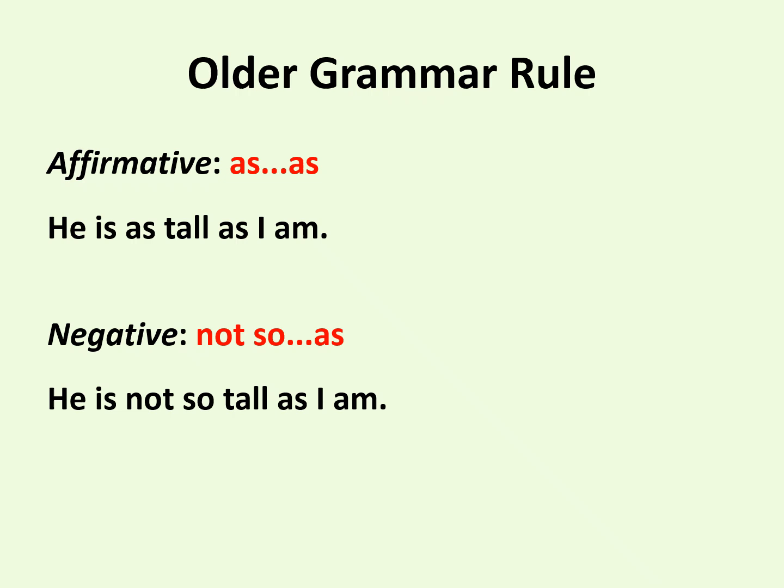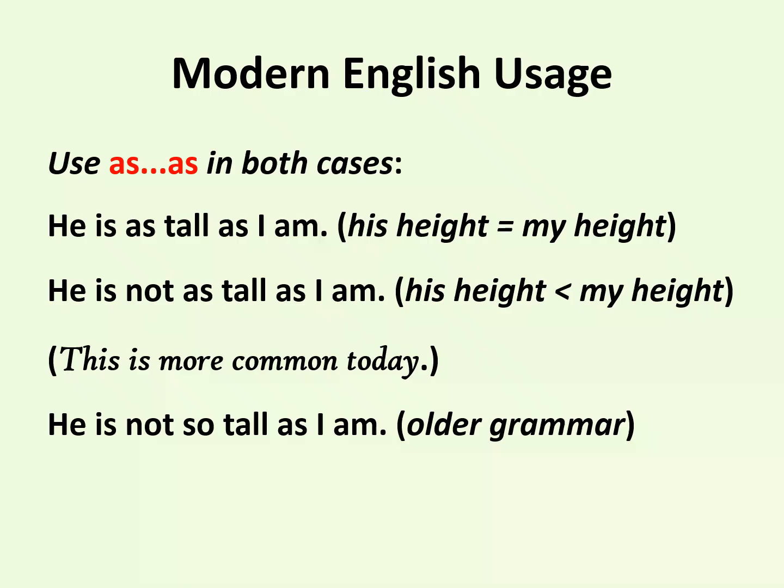That's what we learned in older grammar books. And that's what I used to teach for some time. If it is affirmative, use as tall as. If it is negative, you use not so tall as. Now let us see what modern English recommends. Modern English usage says use as in both cases.